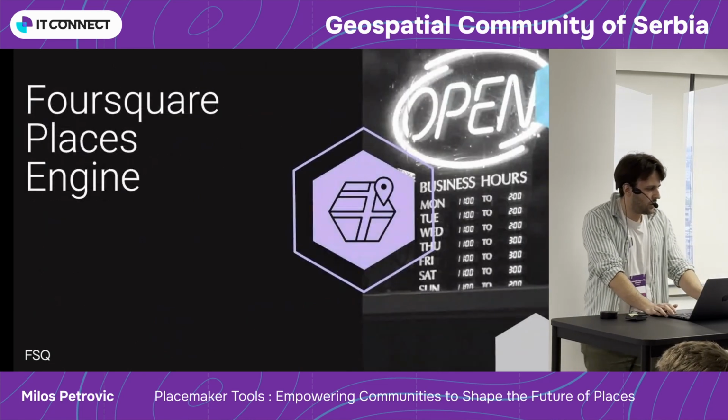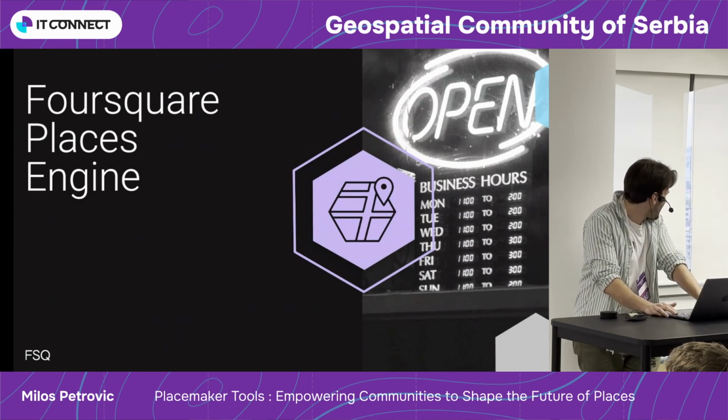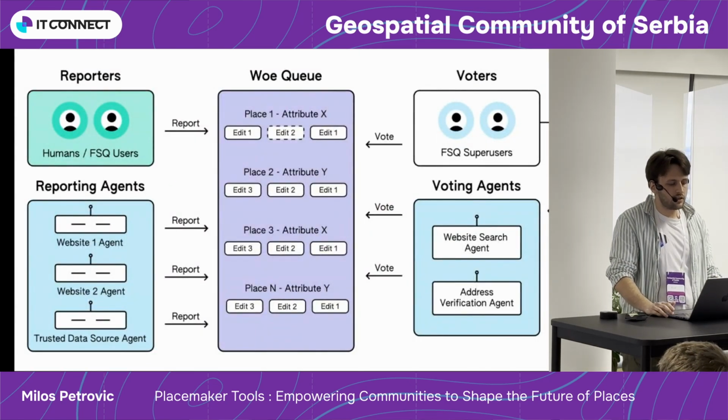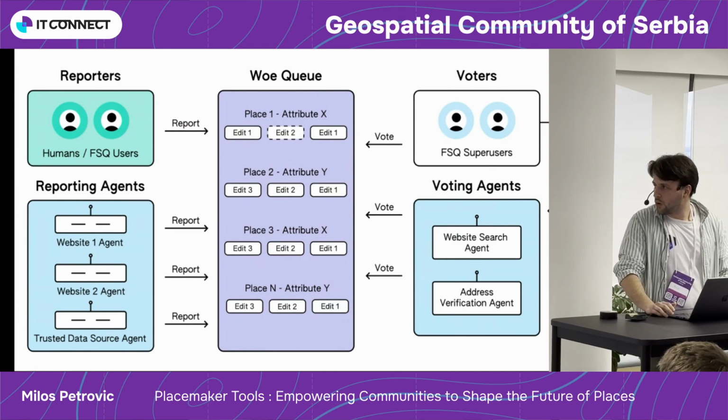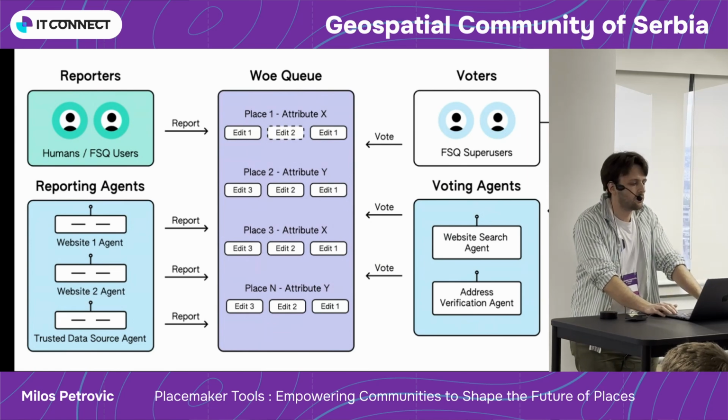So now that we hopefully know why you would use this data, I'm going to talk about how we even keep this data up to date. On this image, you can see a system that we call Places Engine, which is basically a system that we use to keep our data up to date.